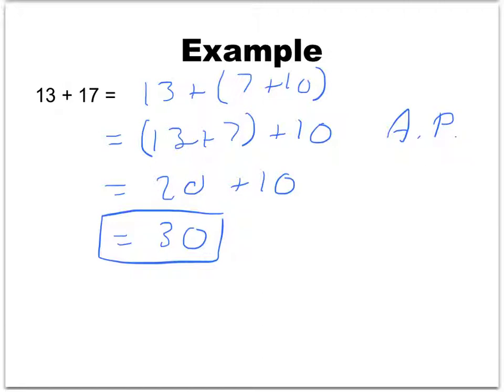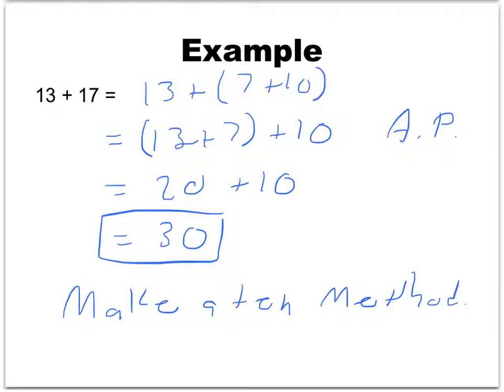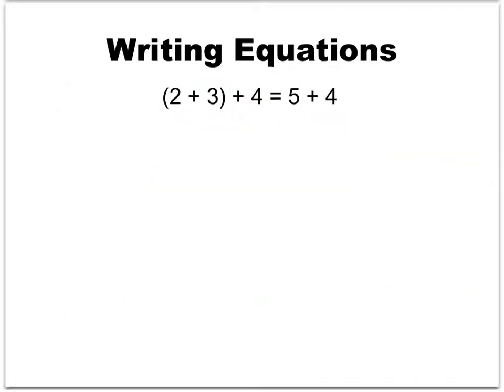So when we break things up so that we get a sum that's a multiple of 10, we call this a make a 10 method. Okay. And so that's a common technique that students use and that we'll use in this class to simplify arithmetic. Make a 10 method. Okay.